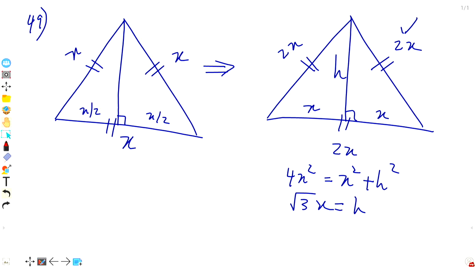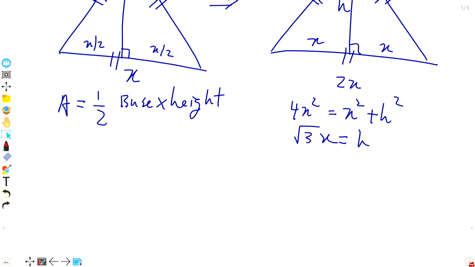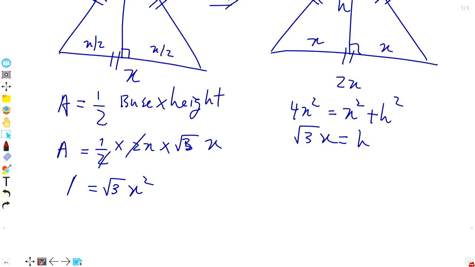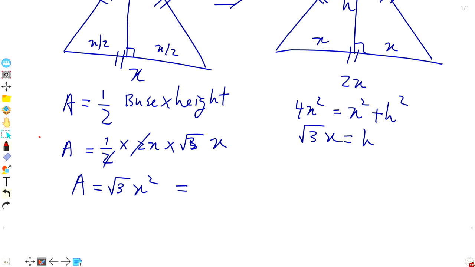Now the area is going to be half times base times height. What is your base? 2x. What is your height? Square root 3 x. So the 2 is gone, and square root 3 x squared is the area, and that is nothing but 400 square root 3. You see how smartly this question is given to you, because you can cross these two off. Then x is going to be 20.